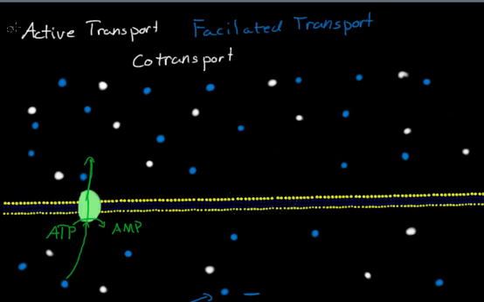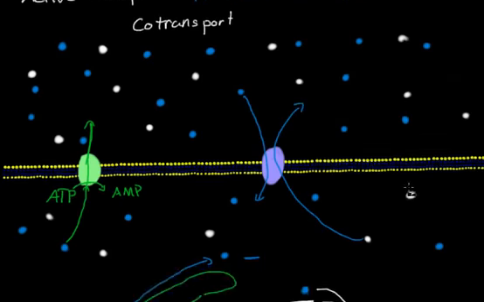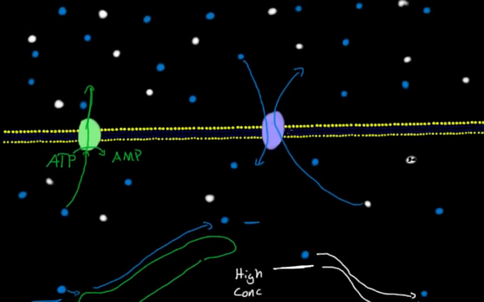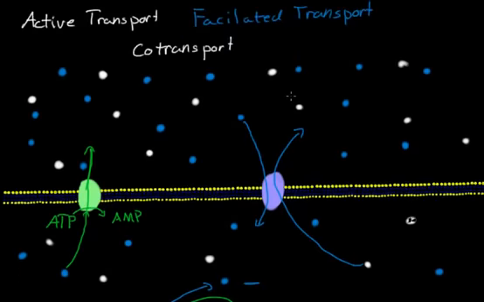Now I'm going to erase this and put back a new protein. So we have our new protein, and it's going to be a co-transporter. With this, you need one molecule going across the symport, while another one goes across as well. Now this is actually called secondary active transport.